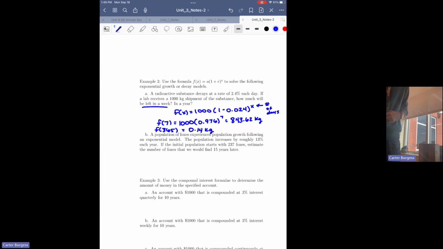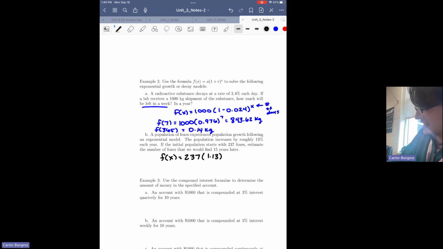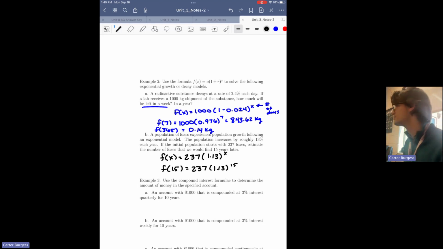Looking at this, trying to figure out what is going on here. What is the formula that you guys came up with? To the x and then plugging in 15? It's 237 times 1.13 to the 15. Noticing in this case that it's a 13% increase per year, and so applying it as such, we get that this would be around 1482 foxes.